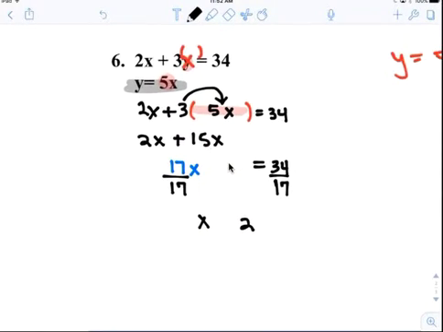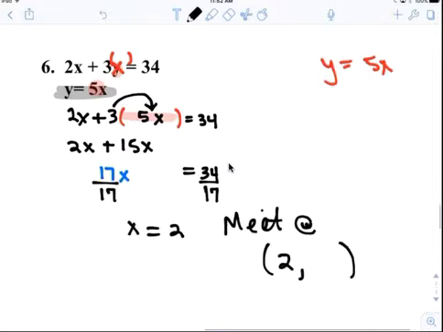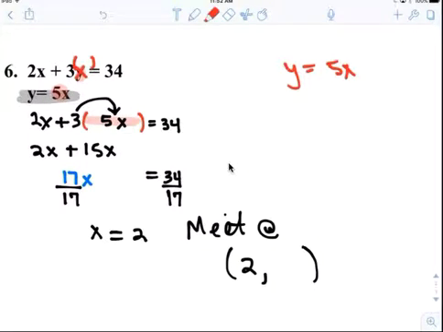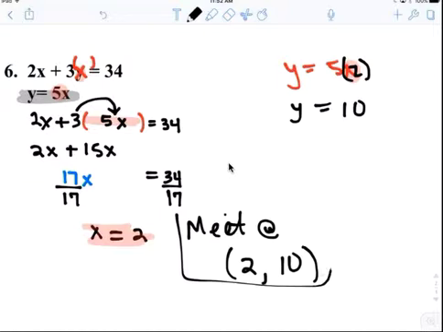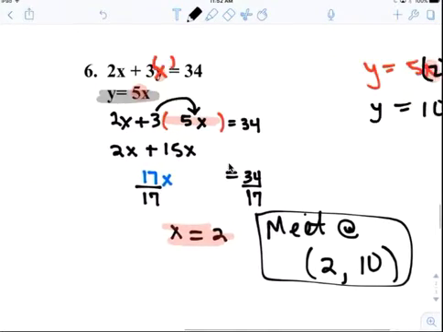So your answer then is 2, comma, because these are graphs that are going to meet. We'll find out where. We use this answer and substitute it back into where this x is right here. So put 2 there, so 5 times 2, y is then 10. So they meet at (2, 10). The graphs will meet at (2, 10).